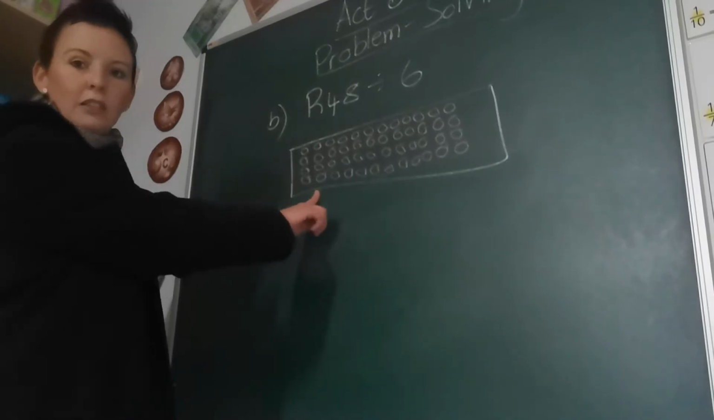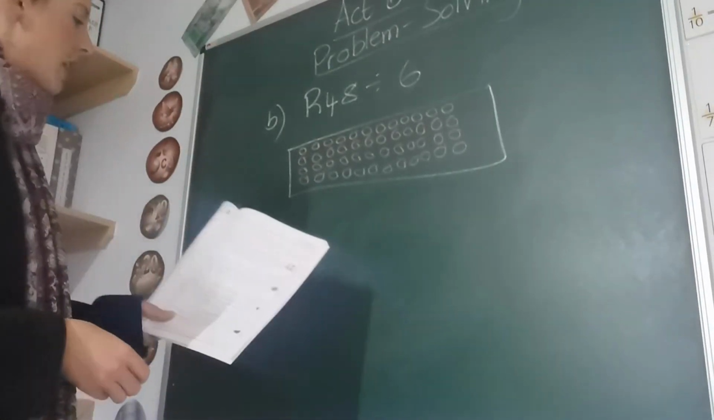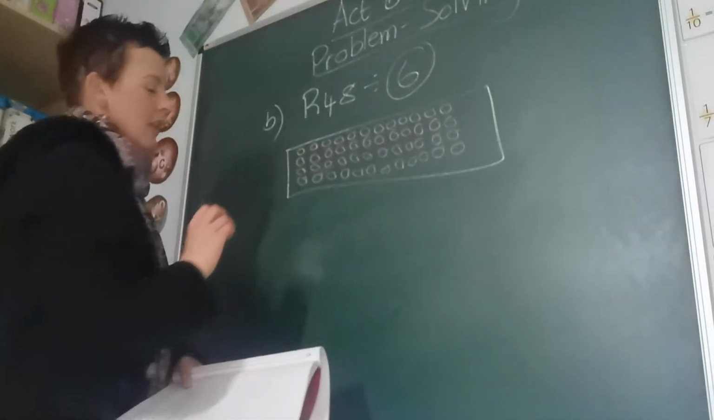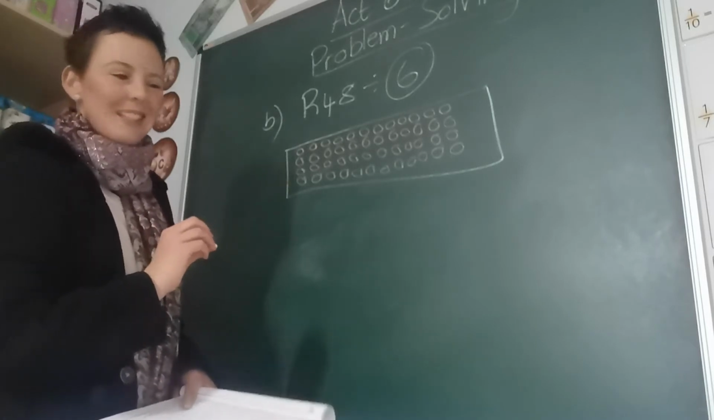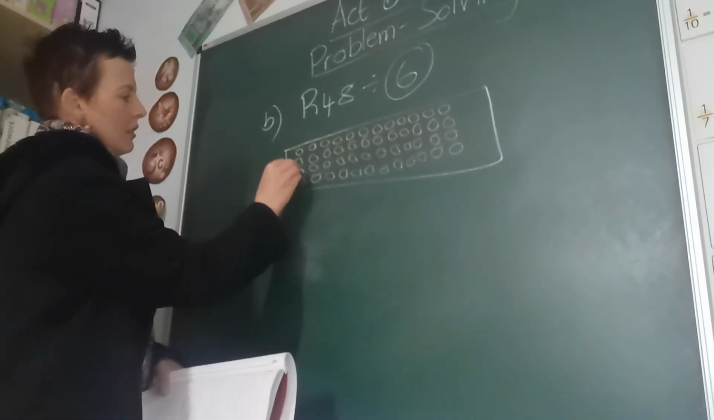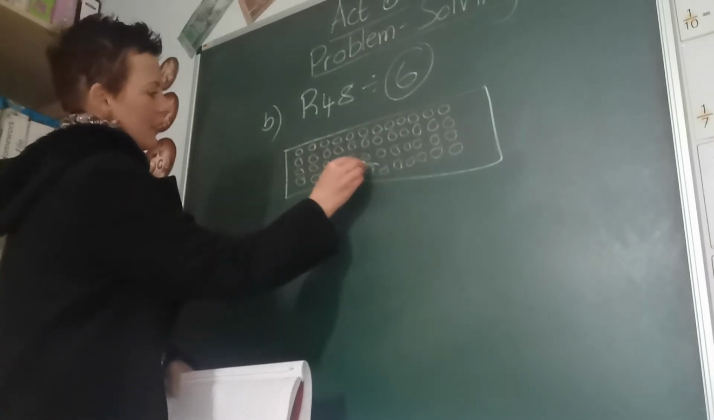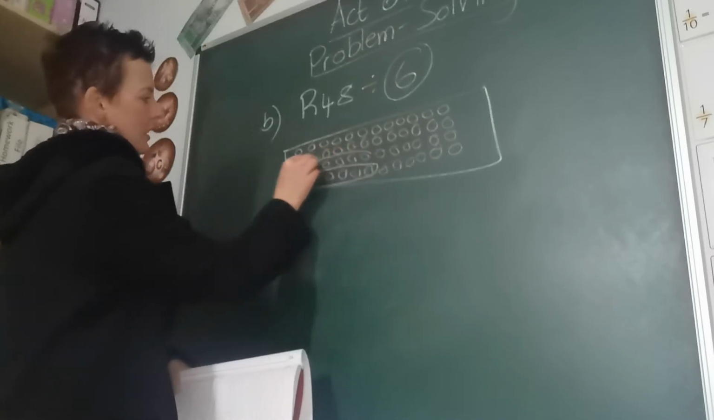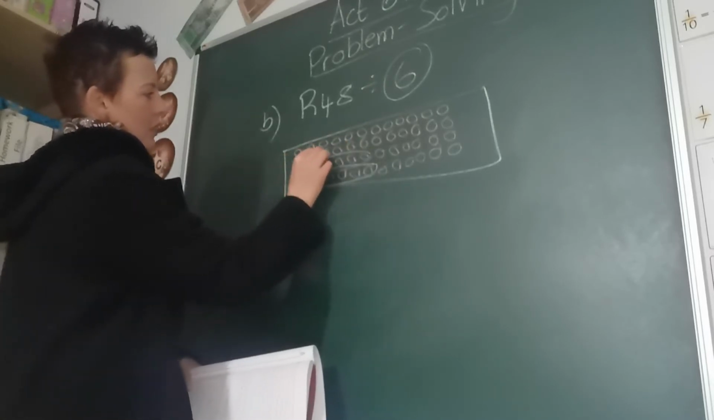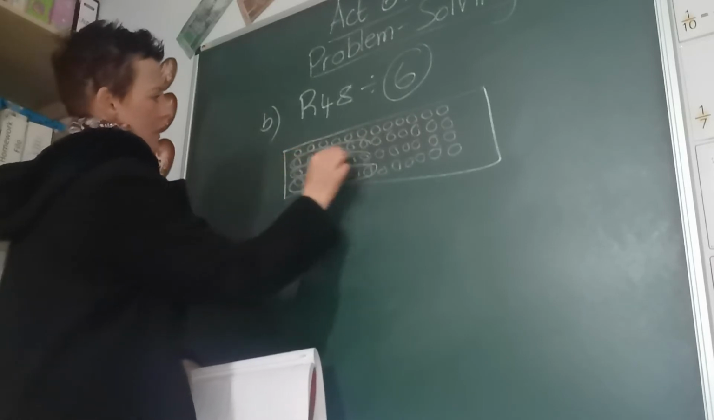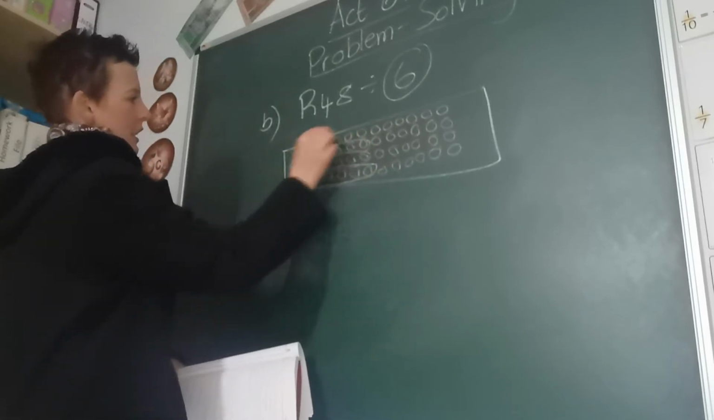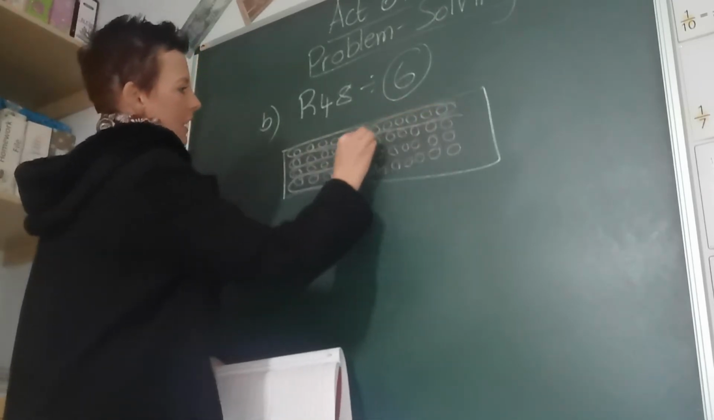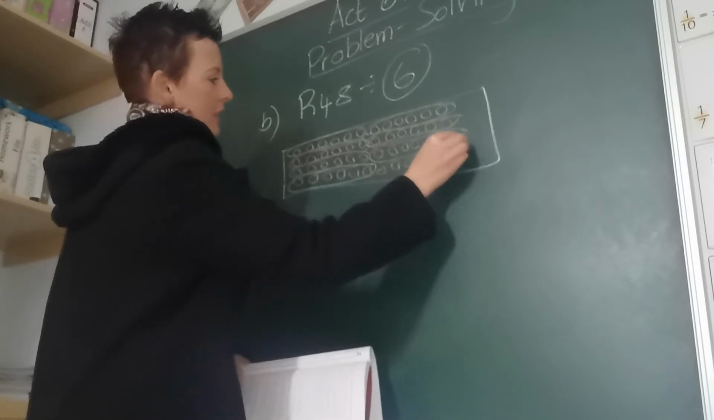Okay, so in your block, you're going to draw 48 circles because you must share 48 equally between 6 friends. Okay, so now you need to make groups of 6. Okay, so you're going to count 1, 2, 3, 4, 5, 6, and you make a group. And again, 6 there, 6 there, 6 there, 6 there.